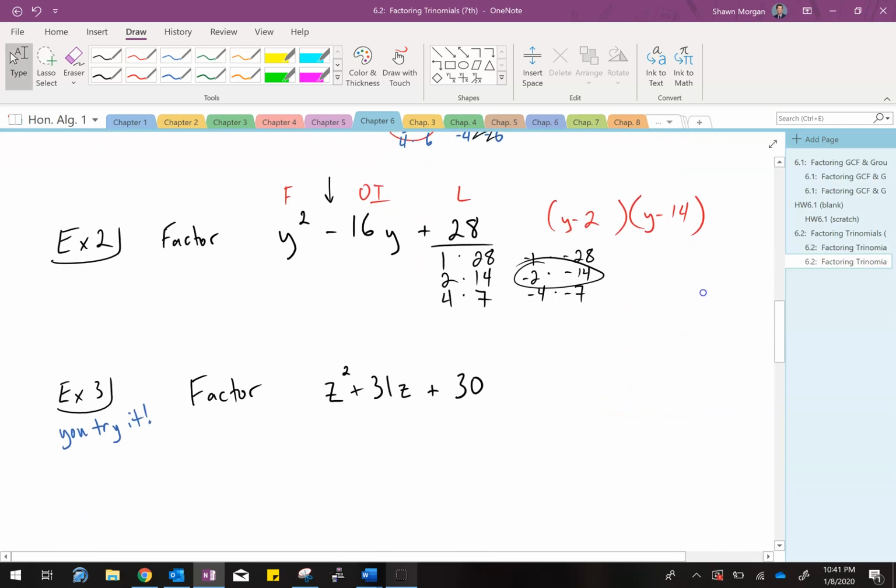Let's get you to try this one on your own now. We've worked a couple together. Pause the video, work out example 3 on your own, and then compare your answer with what we get here in a moment.